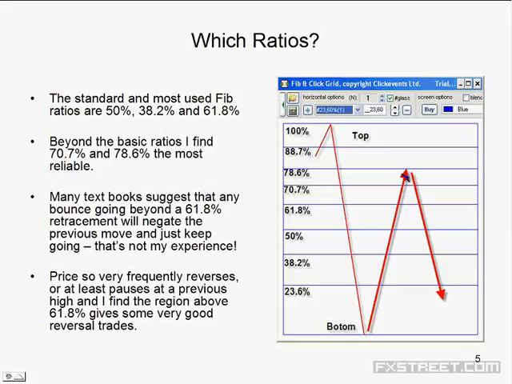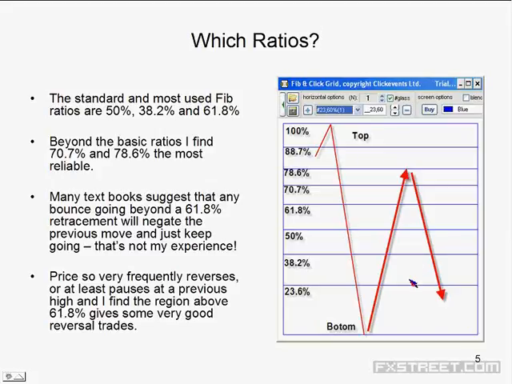So if I see price moving back into that region, then I'm starting to feel that there's a fair possibility that there could be a reversal. And I'm then going to look for some candle evidence to tell me that that reversal has actually come through.